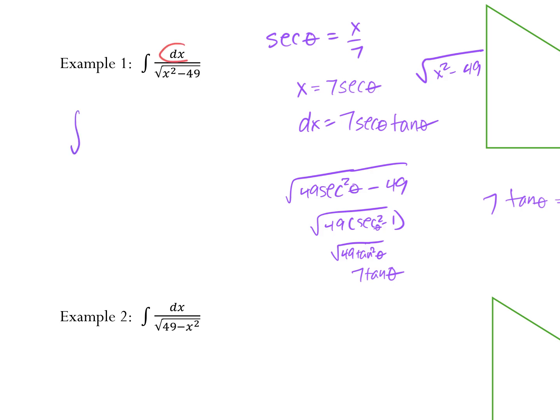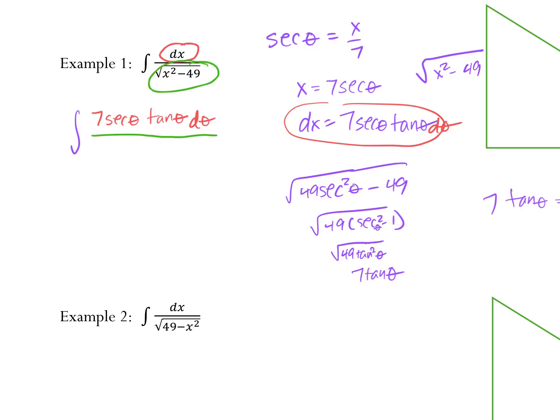So now, let's go in and substitute what we know. The first thing I'm going to sub out is my dx. What did we say that dx was equal to? 7 secant theta tangent theta d theta. Because that would be pretty important. So I took the dx out. What am I going to put in for the square root?